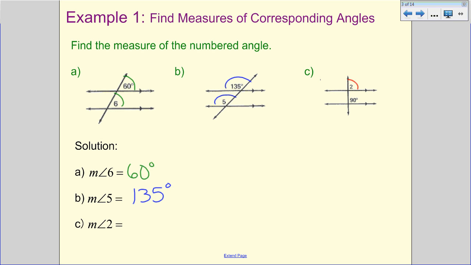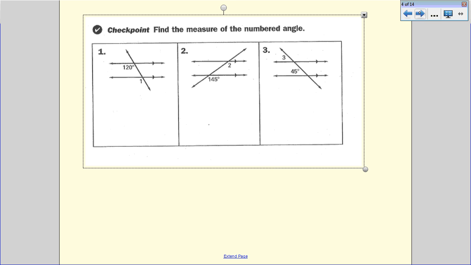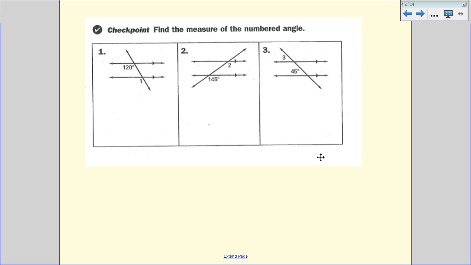And then the measure of angle 2. Angle 2 is above and to the right. 90 is above and to the right. So angle 2 is 90 degrees. Pretty easy if I do say so. So you guys are going to do the checkpoint. And this checkpoint is do now. And then we will check in class. I'm not going to do this with you, ladies and gentlemen, because I think it follows along exactly with example 1.